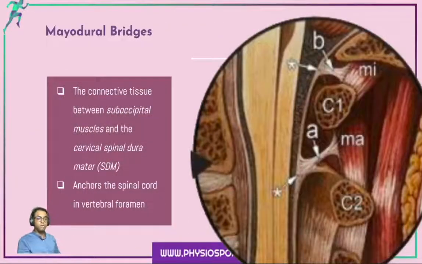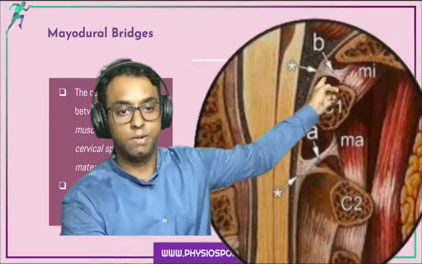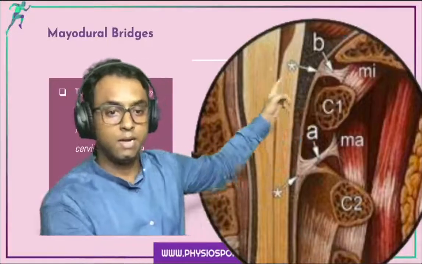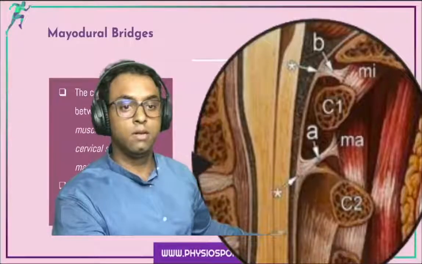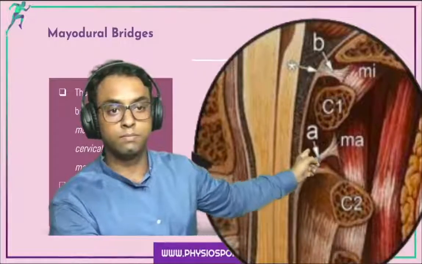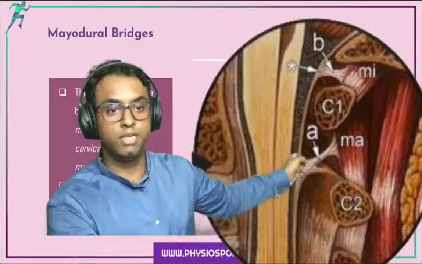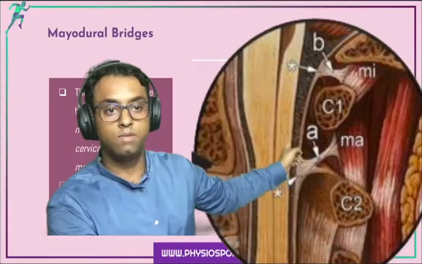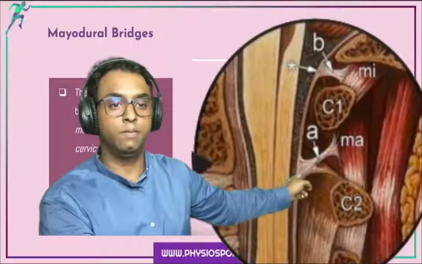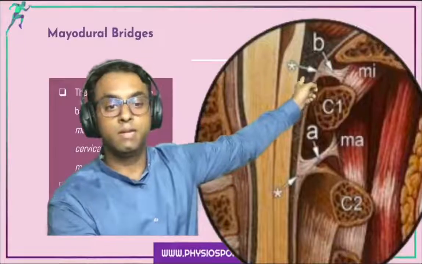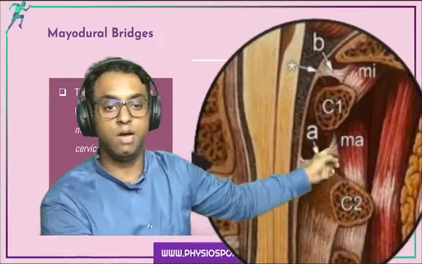As you can see over here, the suboccipital muscles, rectus capitis posterior major and rectus capitis posterior minor, are connected with the spinal cord with an attachment on the outer meningeal layer, that is the spinal dura mater. Small a and the star over here is a representation of the myodural bridges with rectus capitis posterior major with the spinal dura mater. Here, the rectus capitis posterior minor with that of the spinal dura mater. These are the myodural bridges.